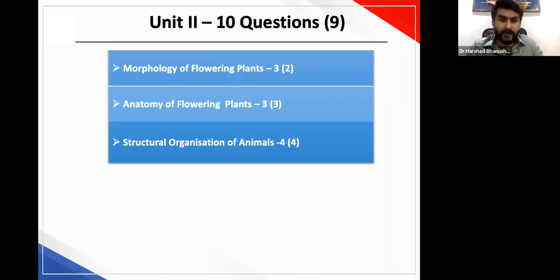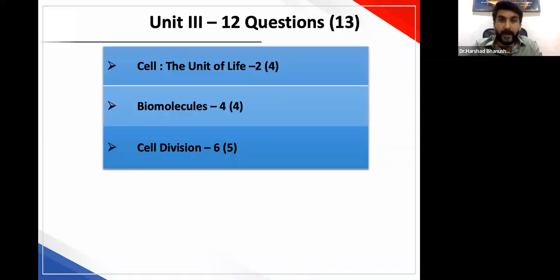9 questions were asked last year, whereby it's an even distribution of 3, 3, 4: 3 from morphology, 3 from anatomy, and 4 questions from structural organization of animals. This year there was no question on earthworm and frog. Last year they had asked a question on earthworm. This year, as expected, it was not asked.